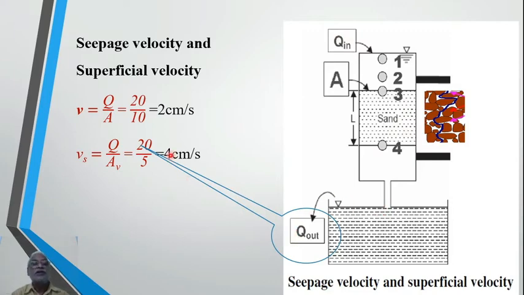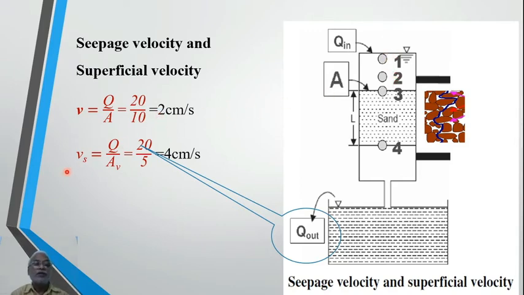This is, let us say, 20 centimeter cube per second, and the total cross-sectional area is, say, 10 centimeters square. Then the velocity of the flow from 1 to 2 becomes 2 centimeters per second.